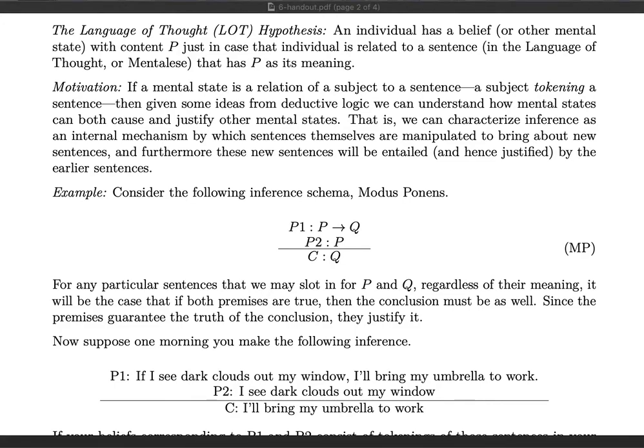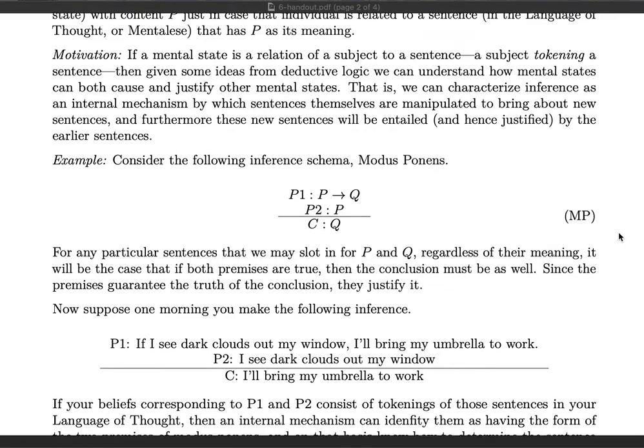We can characterize inference as an internal mechanism by which sentences themselves are manipulated to bring about new sentences. And furthermore, these new sentences will be entailed and hence justified by the earlier sentences. So we can understand inference as involving sentences causing one another internally, and furthermore, there being relations of justification between them. Now, how does this work? In order to see the idea of how this is supposed to work, I want you to consider the following example from deductive logic.